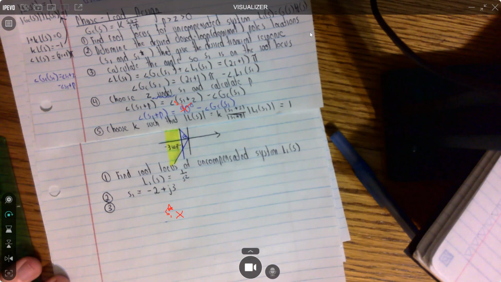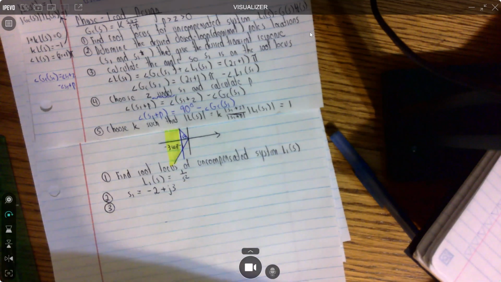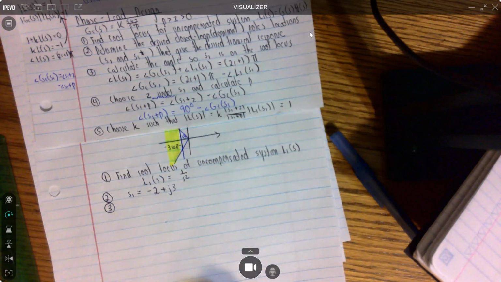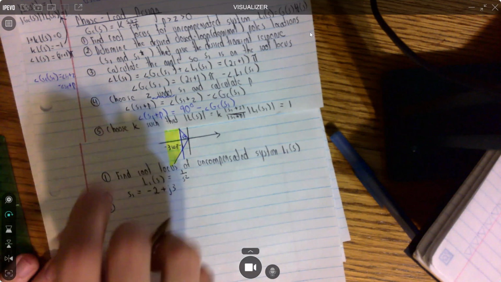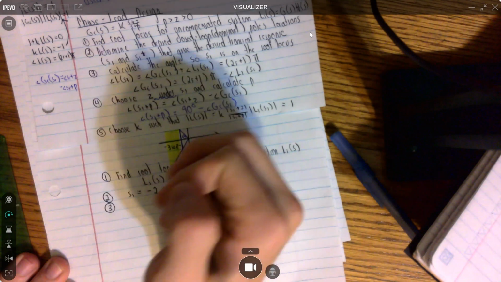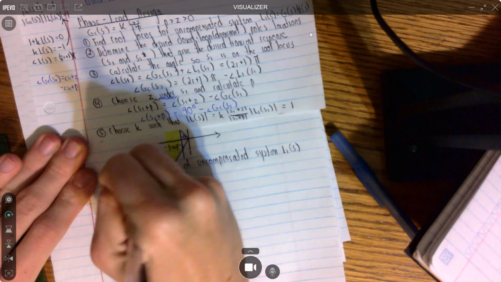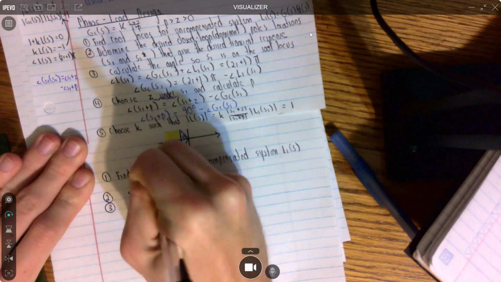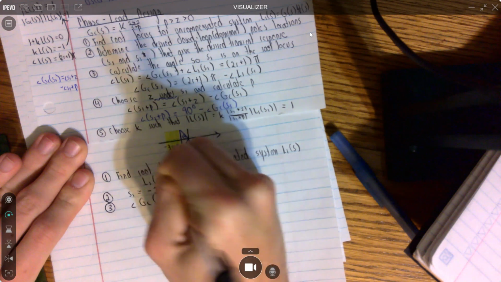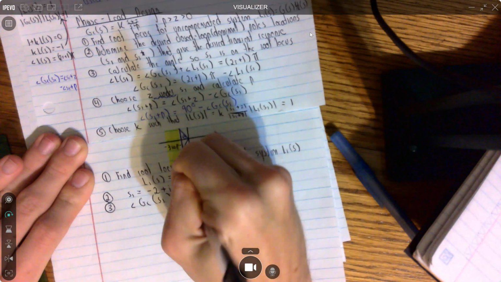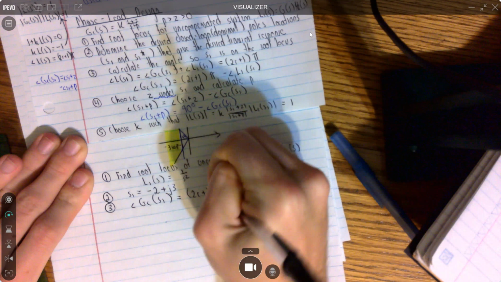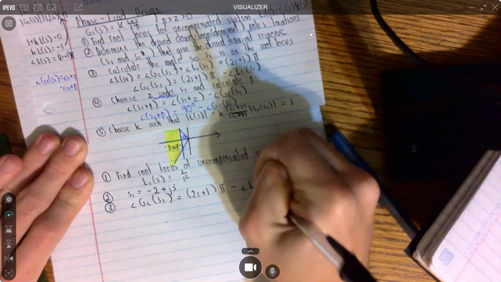And so what we have to do specifically is for that to happen, this is looking at step 3. We're going to have to choose our angle GC(S1). So that's going to be the angle of the compensator valued at S1 is going to equal (2r plus 1) pi, then minus the angle of the uncompensated system.